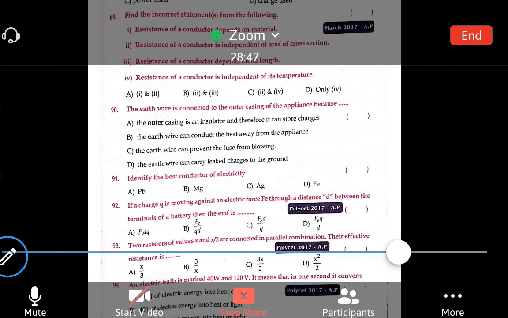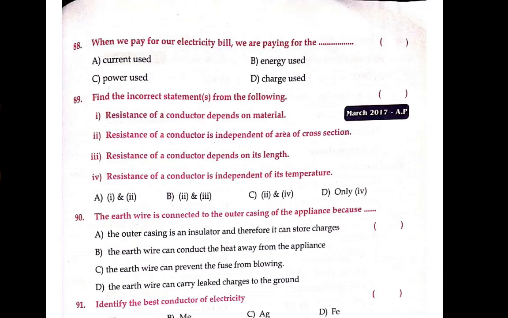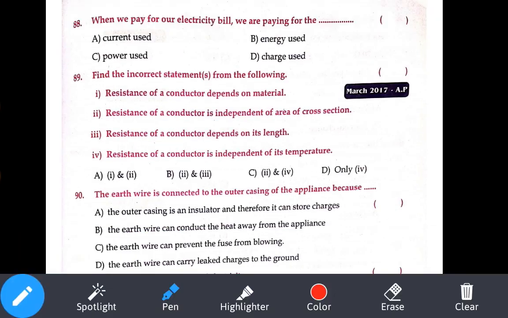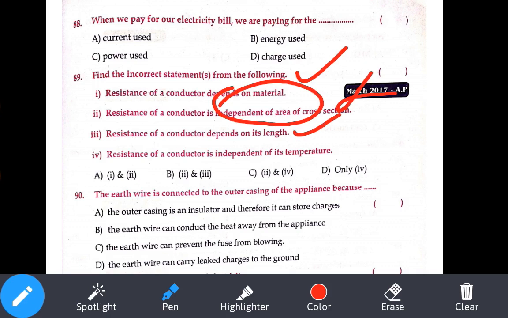Loading. Let me zoom it. When we pay our electricity bill, what do we pay it for? We pay it for energy consumed. Option B. Find the incorrect statement. Resistance depends on the material. That is correct. Resistance of the conductor is independent of area. That is wrong, as resistance is inversely proportional to area. Resistance depends on the length. That is correct. Resistance of the conductor is independent of the temperature. That is also wrong.